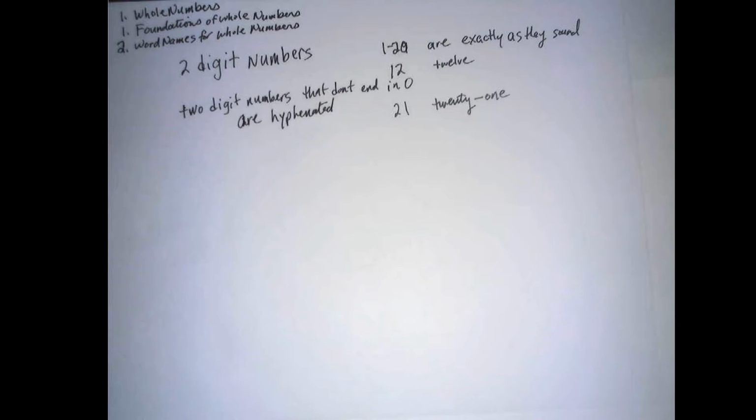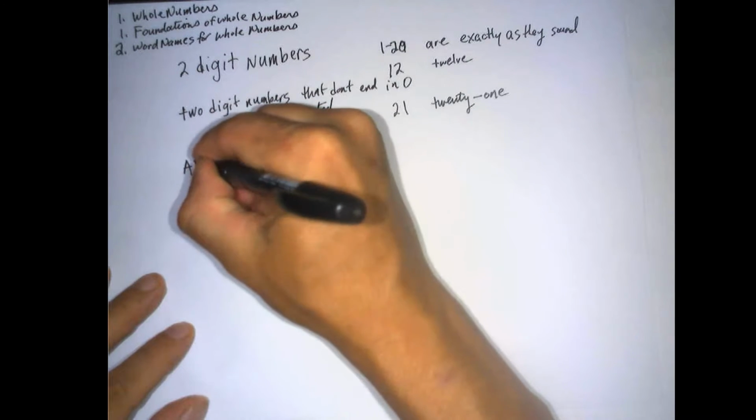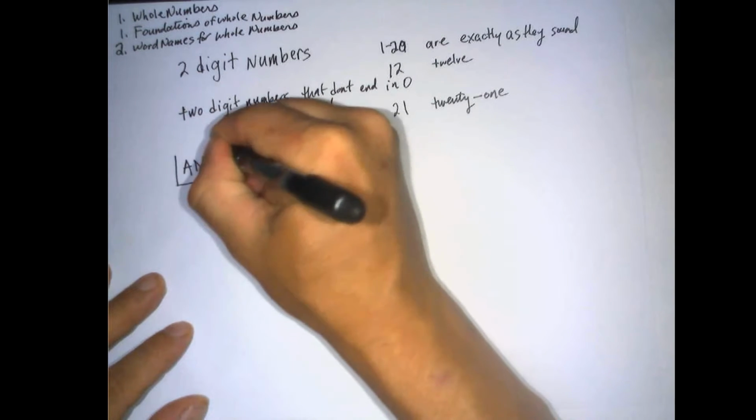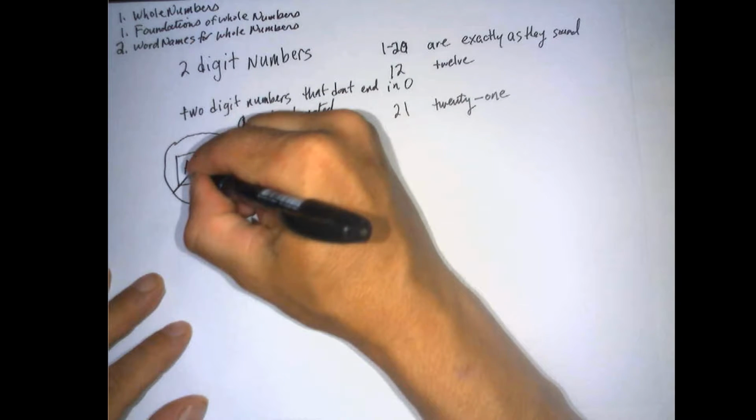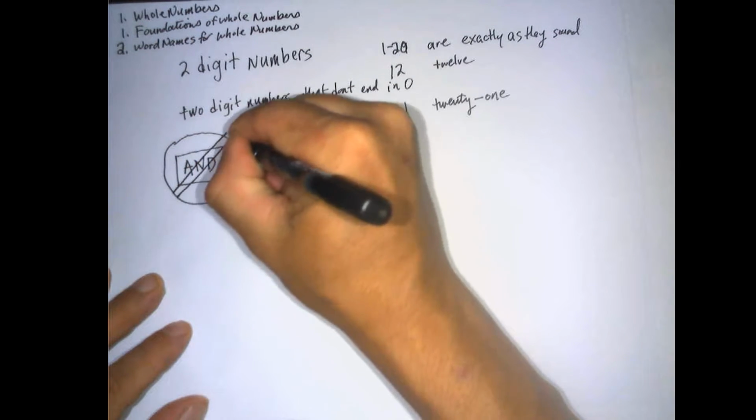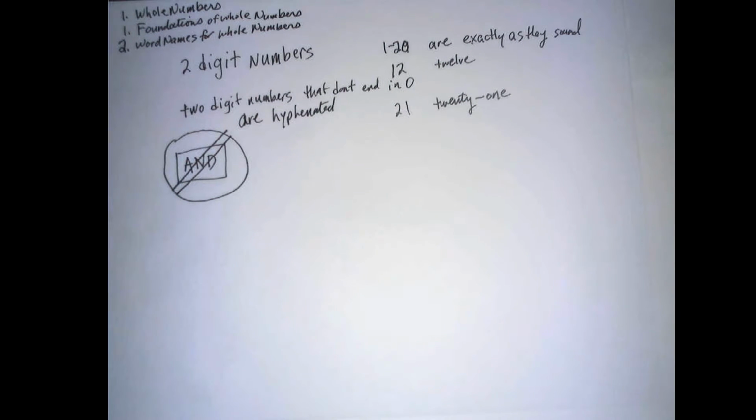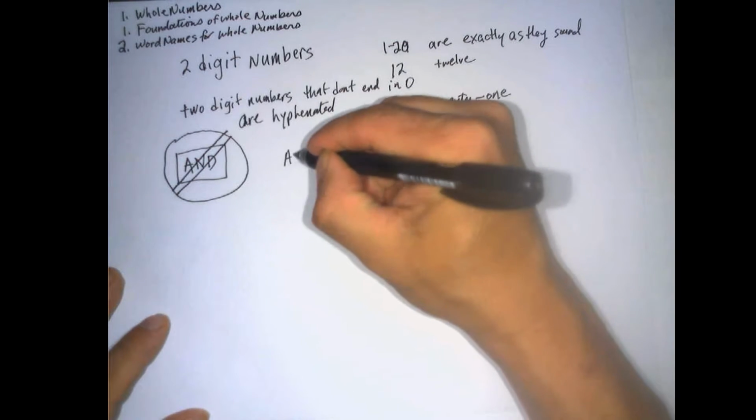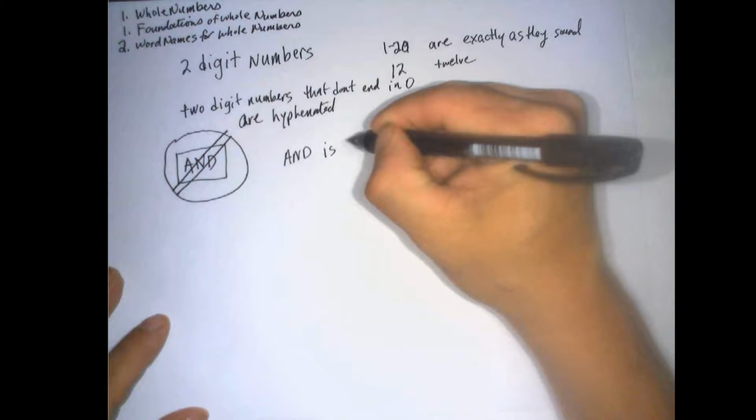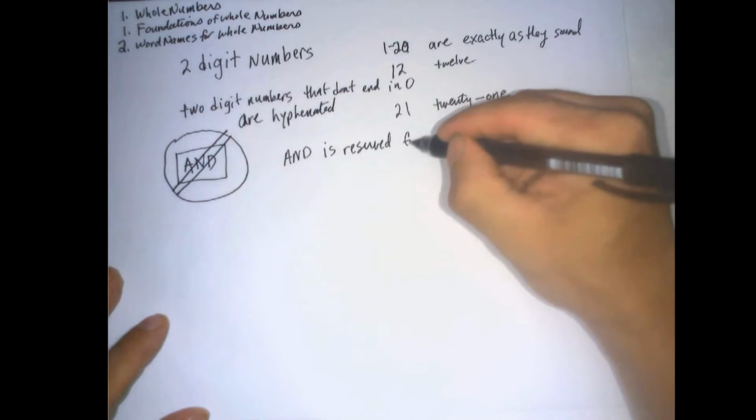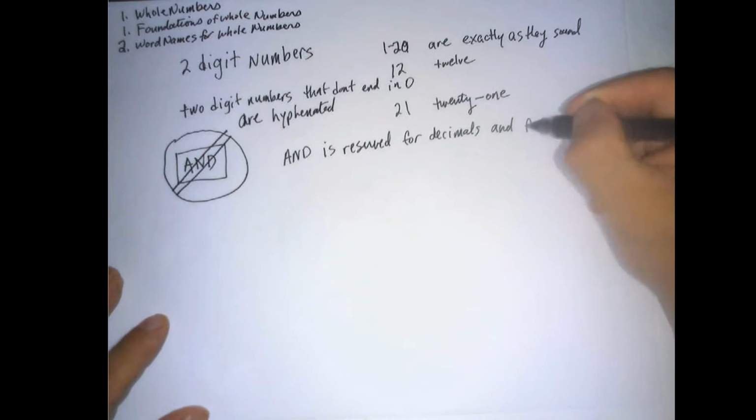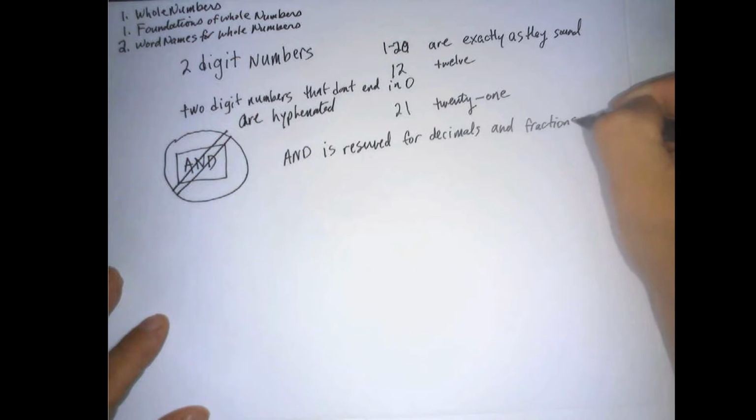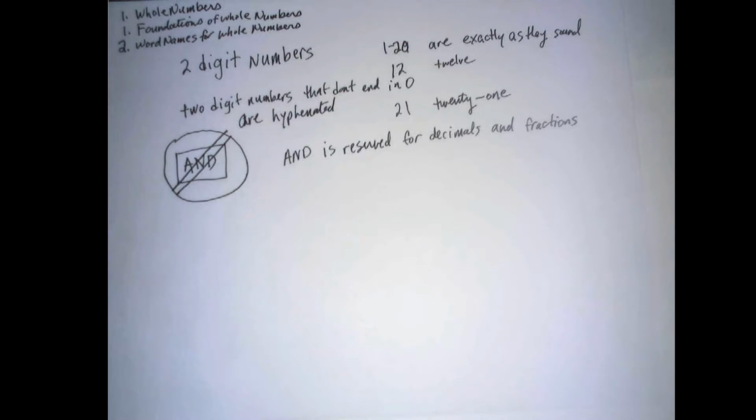Now, an important thing that I want to talk about is the word "and." The word "and" is not to be used in whole numbers. You don't say one hundred and one. You say one hundred one, three thousand five, six thousand seven. You don't say the word "and." "And" is reserved for decimals and fractions.